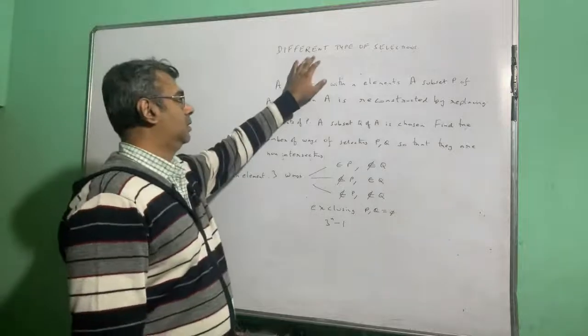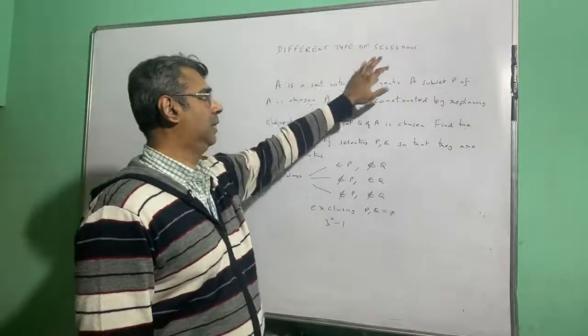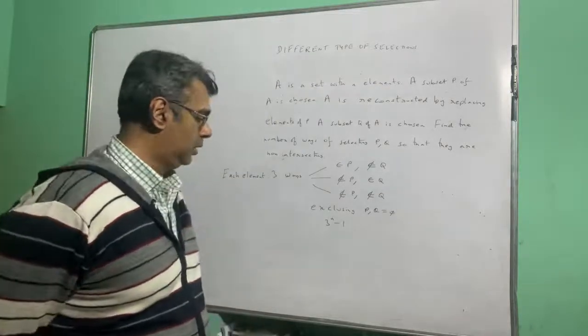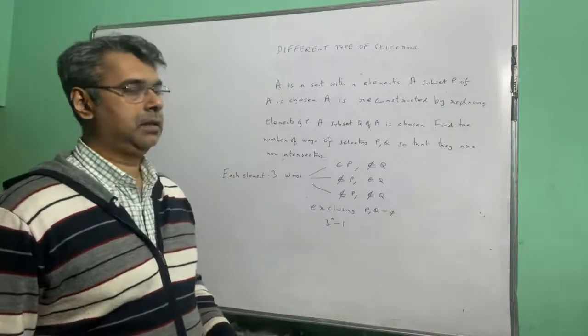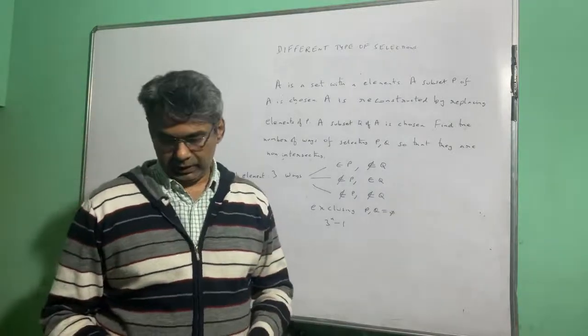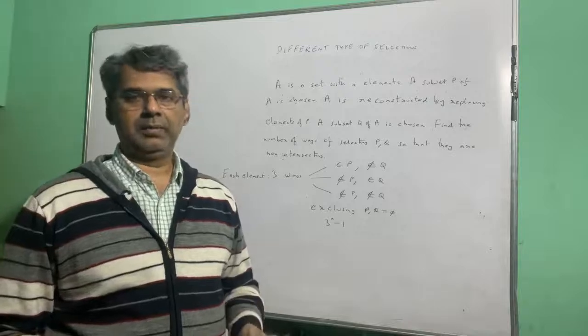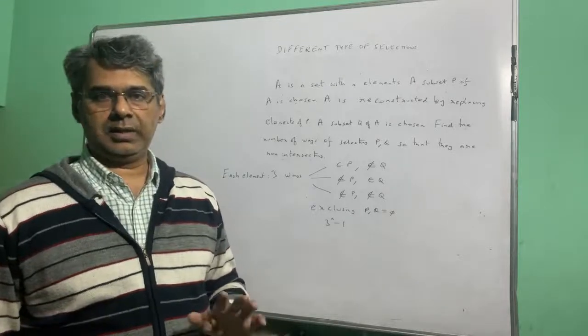Okay, now let's consider one type of question, different type of selections. So different type of selection means that we are not very sure how many we are going to select at a time. We may select one at a time, two at a time. It's not very clear.